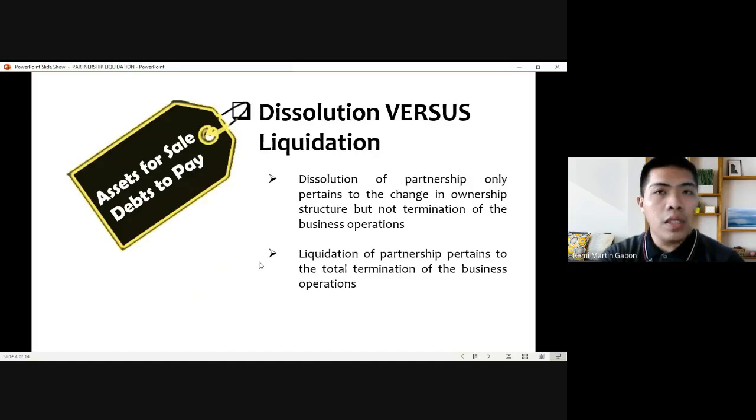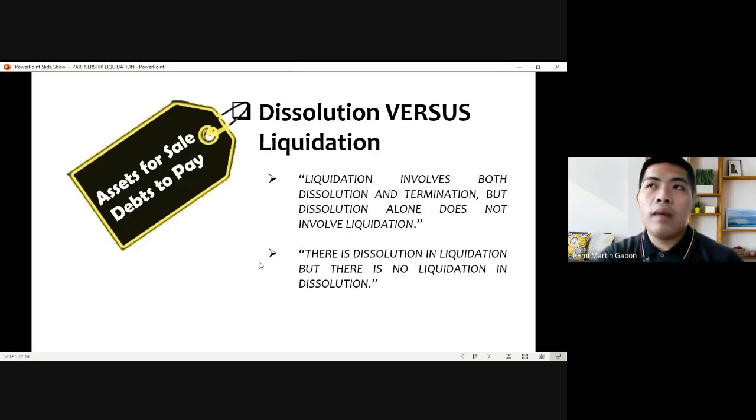But for liquidation of a partnership, it pertains to the total termination of the business operation, regardless of the structure of the ownership. There is a cease. Okay, there's already a cease in the operation of the business. So we can have it quoted as follows.